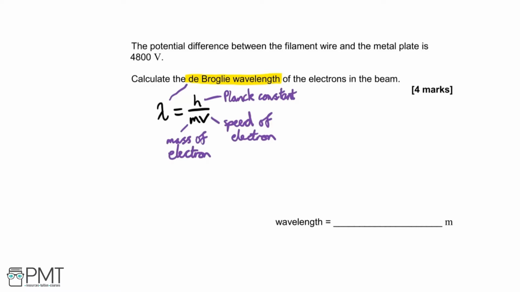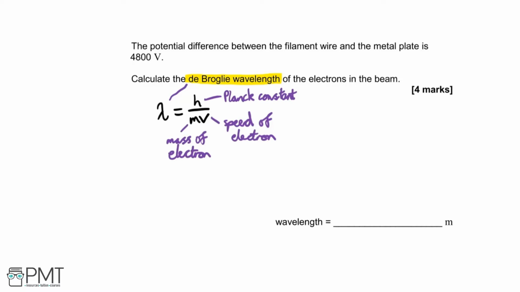Now bear in mind here that we're not given a speed of that electron. We know the Planck constant is given to us in the formula book, and we know the mass of the electron, that's also given to us in the formula book. But the speed isn't, and we actually have to calculate the speed using 4,800 volts.